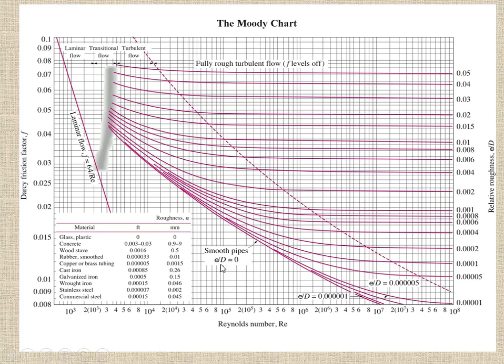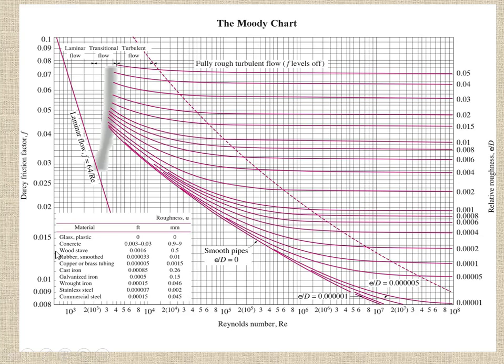E is basically indicating the surface roughness. Here you see the smooth pipe. This is the first line, which is at the extreme. This is the smoothest pipe, which has a relative roughness equal to 0. As the relative roughness increases, you see the curve is increasing and the friction factor is also increasing. Even for the same Reynolds number, if the relative roughness is less, this is the friction factor.